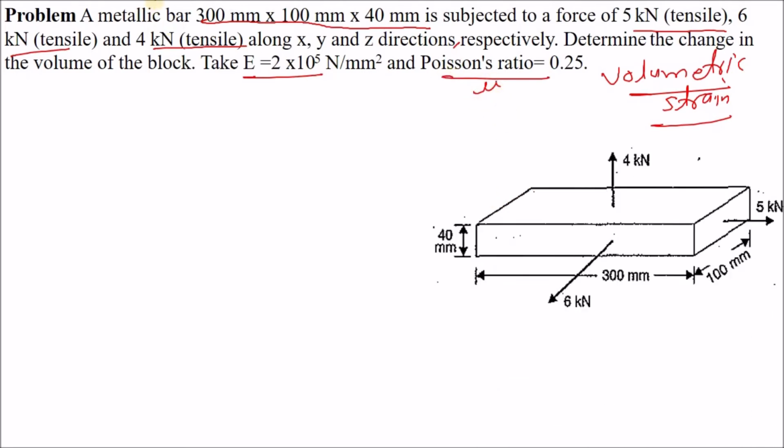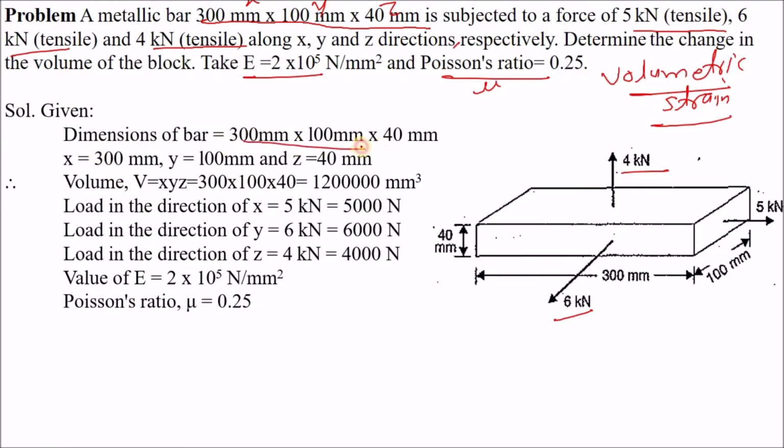First draw the diagram. Based on the question, the first requirement is that we should draw the diagram. Here 310, 140. We draw the diagram, a block. The load is 5 kN in the x axis. If this is x, y, z, then in the x axis 5 kN, on the y axis 6 kN, and on the z axis 4 kN. Picture complete. Let's write the given data.